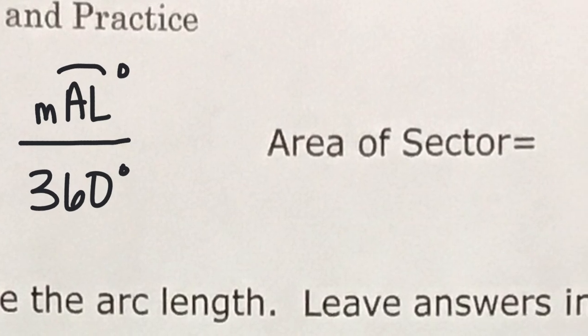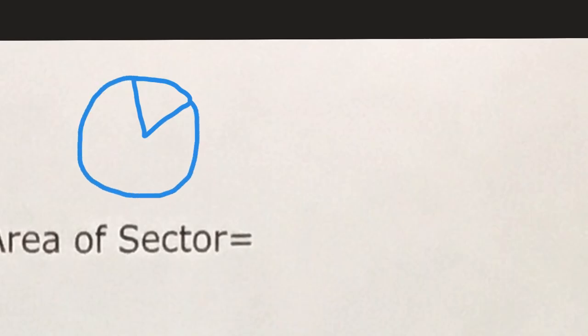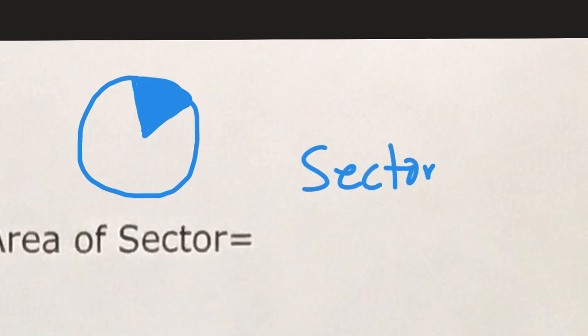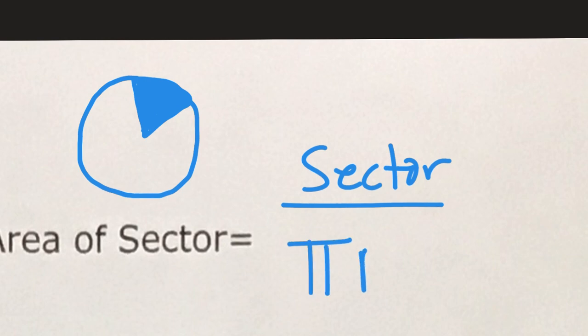But what if we're talking about sector area? A sector area you can think of as a slice of some round object. Pizza is usually round unless you get a square pizza. Well, one slice of that pizza, as long as it's cut with a diameter in mind, is called the sector. One sector is a proportion of the entire area.